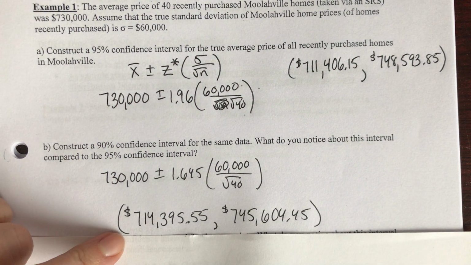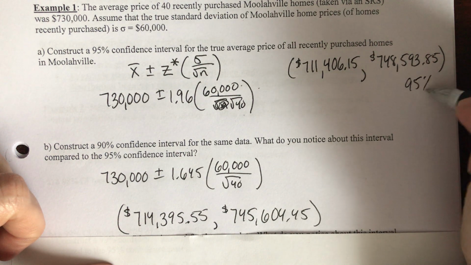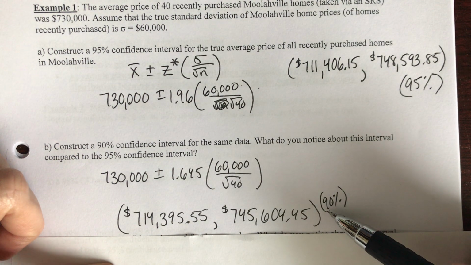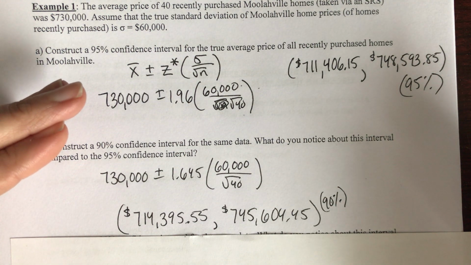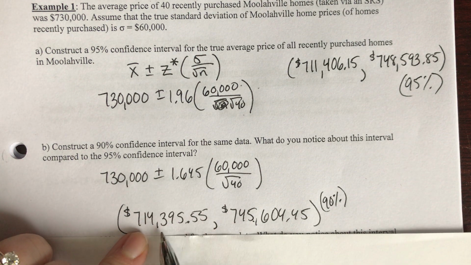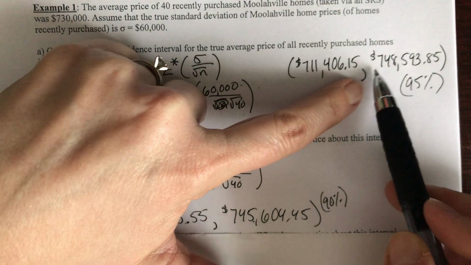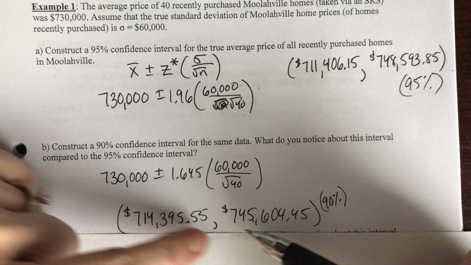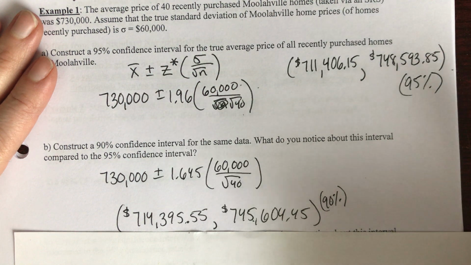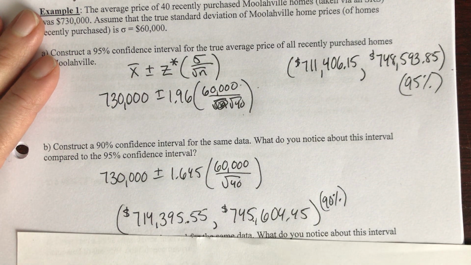So what happened to our interval? As we got less confident, this was 95% confident up here, and this is 90% confident. As we got less confident, what happened to the width of our interval? This one is narrower. This is only about $30,000 different, and this is $37,000 different. So the 95% confidence interval is wider than the 90%, where the 90% is narrower than the 95%. Be extremely careful. Smaller numbers is not the same as a narrower interval. It's really important that you use the proper terms to describe them.